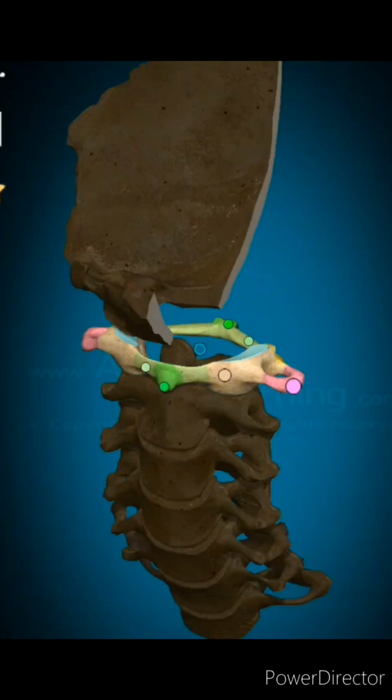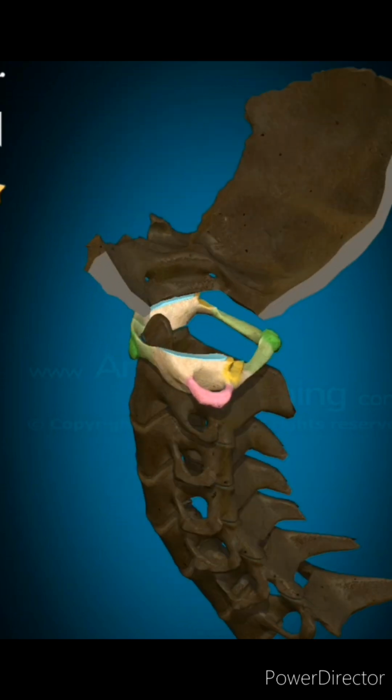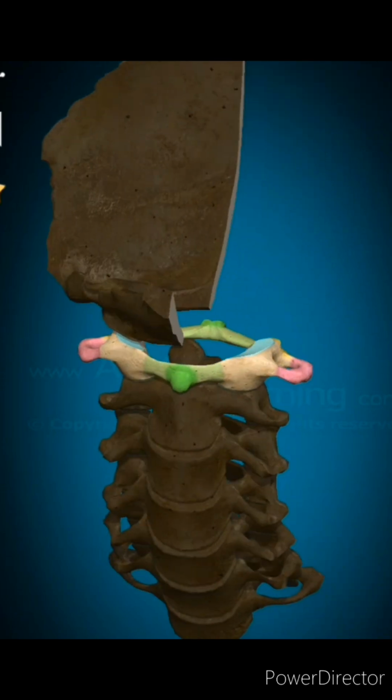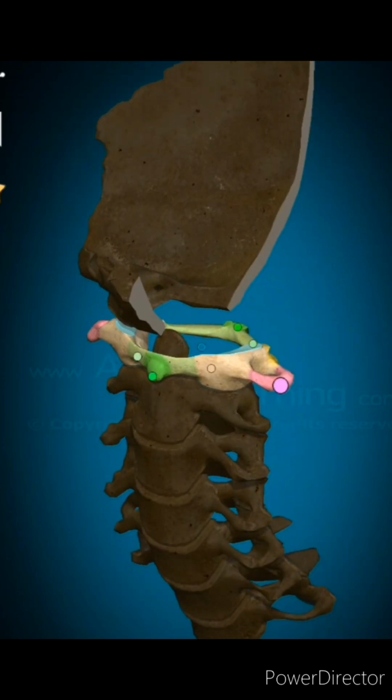The C1 vertebra, commonly known as atlas, is the first cervical vertebra in the spine. It plays a crucial role in supporting the skull and enabling the range of motion in the head, particularly in nodding, that is flexion and extension. Unlike most vertebrae, the atlas lacks a vertebral body. Instead, it consists of a ring-like structure made up of the anterior and the posterior arch.